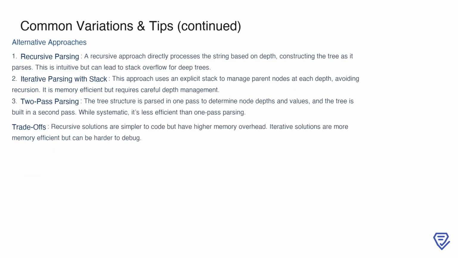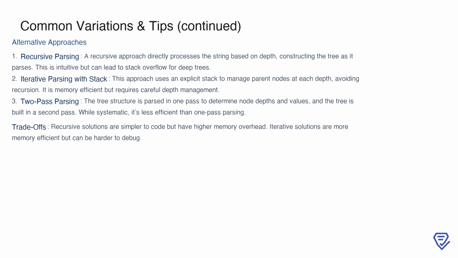There are alternative approaches you can consider when solving this problem, each with its own advantages and trade-offs. One option is recursive parsing. This method processes the string directly based on the depth of the nodes and constructs the tree as it goes. It is intuitive and straightforward to implement, but it comes with the risk of stack overflow for very deep trees. Another approach is iterative parsing using a stack. Here, an explicit stack is used to manage parent nodes at each depth, which helps avoid recursion.